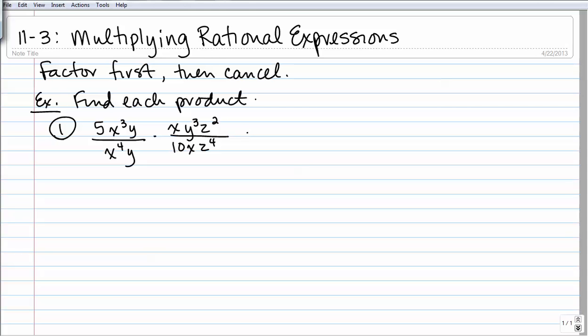I think it's a little bit simpler just to kind of combine everything across the top and everything across the bottom. So multiplying across the top, we have 5, and it's an x to the fourth, an x to the third plus an x to the 1, and then y z squared. Oh, I'm sorry, that should be a y to the fourth. Z squared over 10 x to the fifth, y z to the fourth.